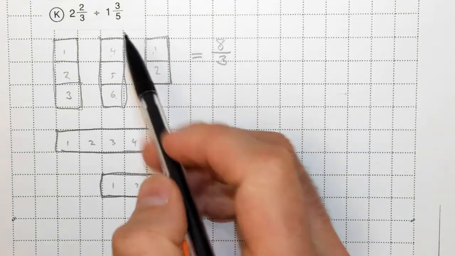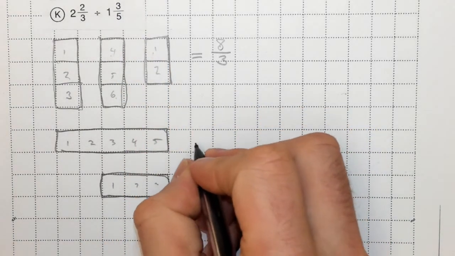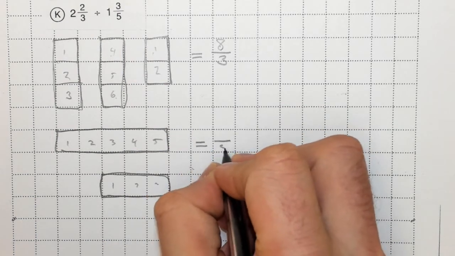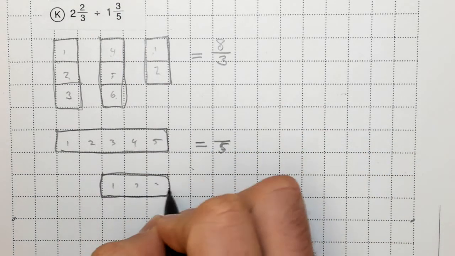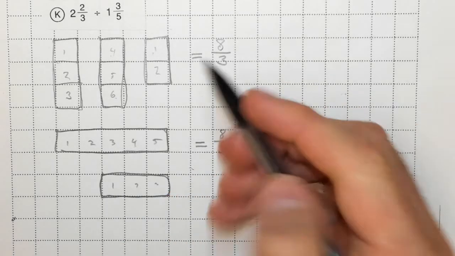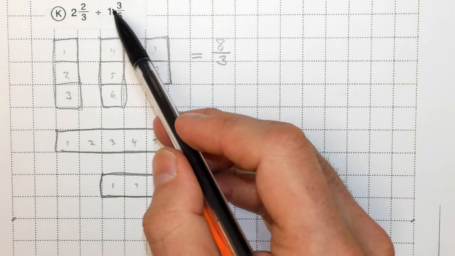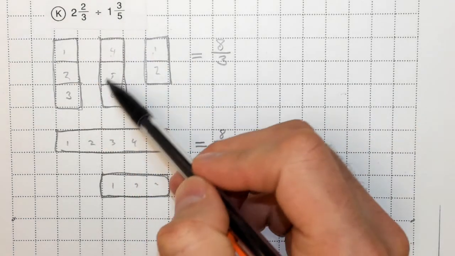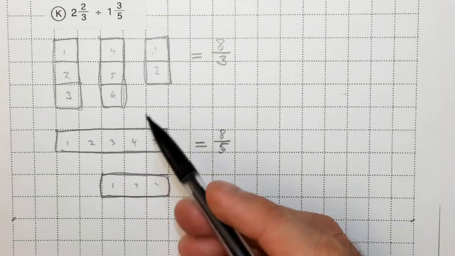So if I want to turn 1 3/5 into just in terms of just fifths, I'd say, well, 5/5 and 3/5 is 8/5. Okay, and once again, you could use just 5 times 1 is 5 plus 3 is 8. If you understand this concept, if you understand the drawings, that's a shorter way.